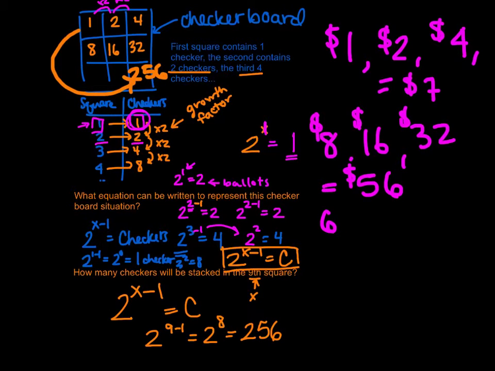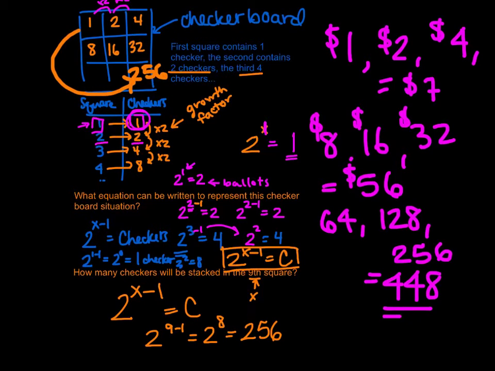The next ones we have 64, 128, and then 256. So just in these last 3 squares, we suddenly have $448. That's a lot of money, and that's just in 3 squares. So honestly, with all of this, we're making more than $600 just in 9 squares of a checkerboard. Exponents can really grow quickly, so playing around with this whole concept will help us develop a good, strong sense of how things can grow exponentially.